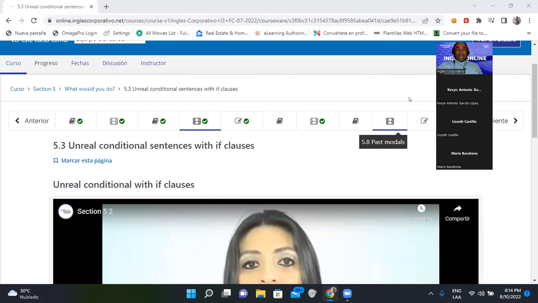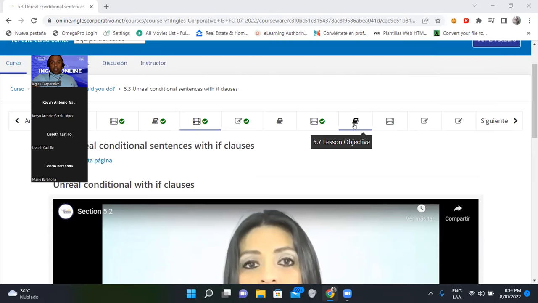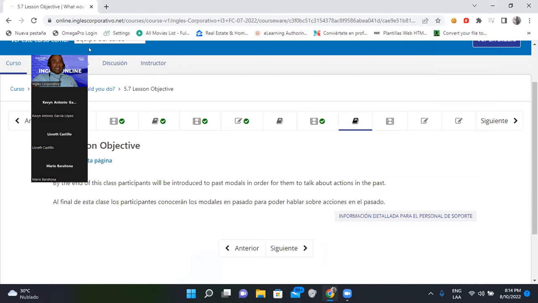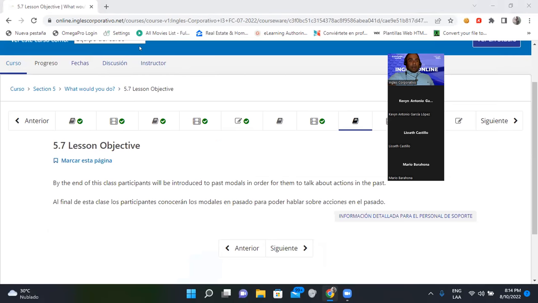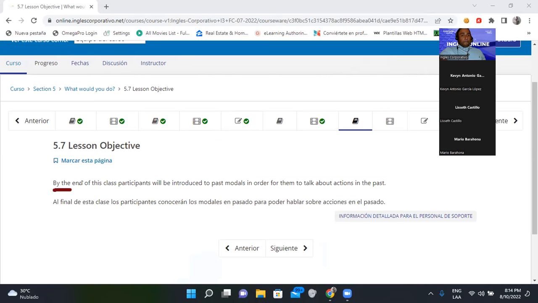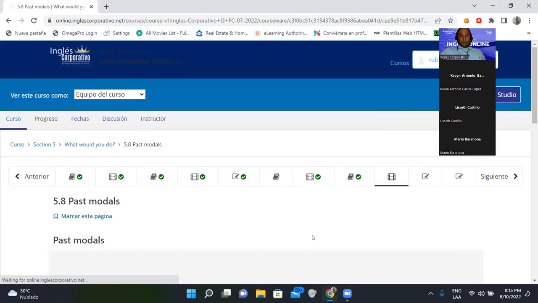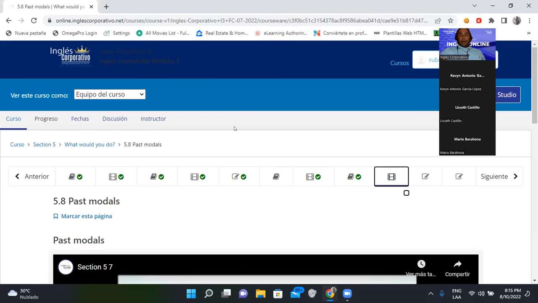Okay. So today I would like for us to move forward and we are going to be looking at this section over here, which is coming from section number 5.7, lesson objective. By the end of this class, participants will be introduced to past modals in order for them to talk about actions in the past. Listen to the video, please. Past modals.